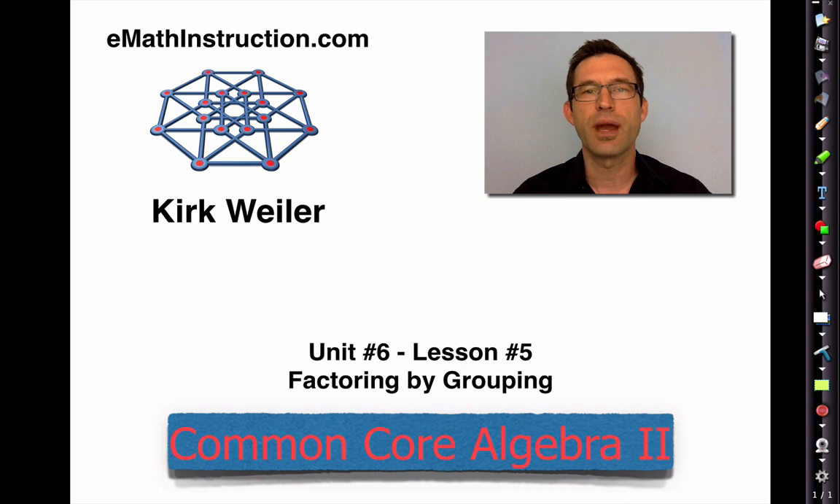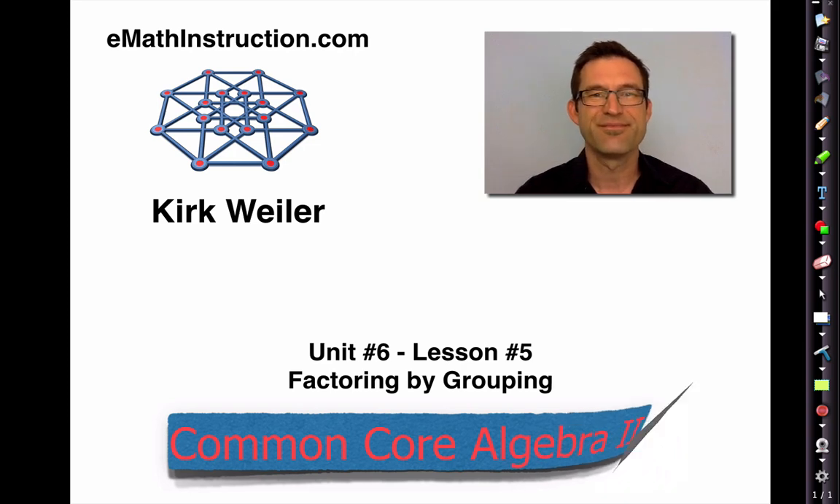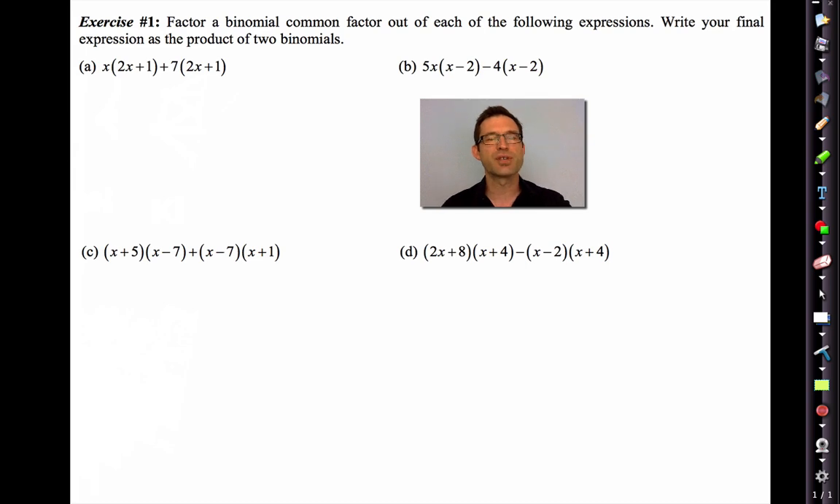Let's jump right into an exercise that gets us prepared to do this type of factoring. Exercise 1. Factor a binomial common factor, two terms, out of each of the following expressions. Write your final expression as a product of two binomials. So take a look at this first one. You've been doing this for a number of years, but notice that the 2x plus 1 is a common factor in both of these terms.